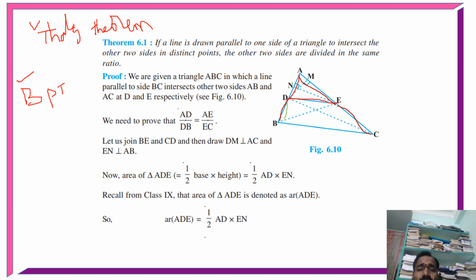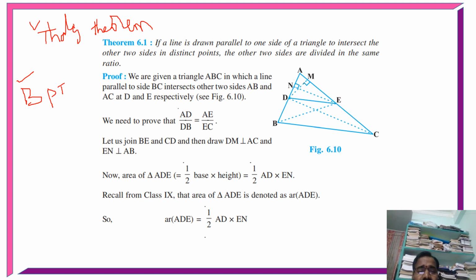So this is RTP. What is given? It is given the triangle ABC, DE parallel to BC. That is given. RTP: we have to prove AD by DB equals AE by EC. Now construction. To prove this we need some construction, students. What are the constructions we are doing?